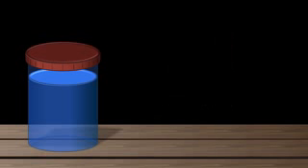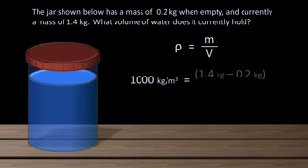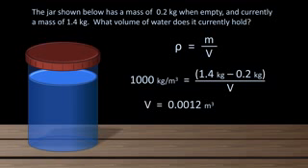Let's do a super simple example. Suppose the jar shown here weighs 0.2 kilograms when empty and currently weighs 1.4 kilograms. What volume of water does it currently hold? As I just said, density equals mass divided by volume. Plug in the numbers. 1,000 equals (1.4 minus 0.2) divided by V for volume. Solving for V, we get a volume of 0.0012 cubic meters, which is equal to 1.2 liters.